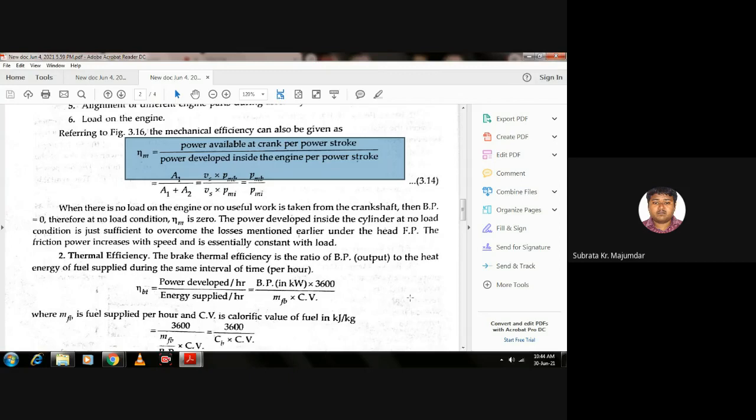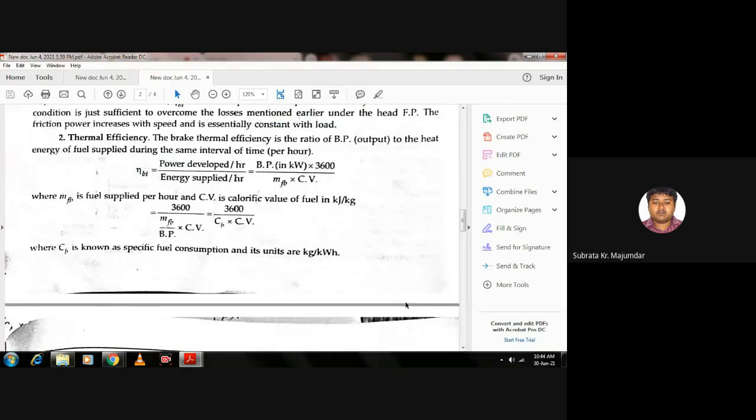CV stands for the calorific value of the fuel. We know that every fuel has some calorific value, and this CV stands for that. Another new term is m suffix FB. This m_FB is the fuel supplied per hour. m_FB stands for the fuel supplied per hour in the engine.